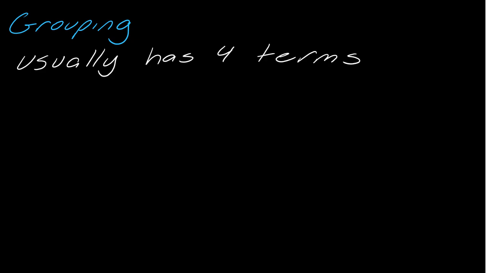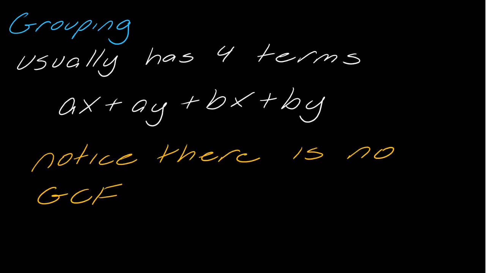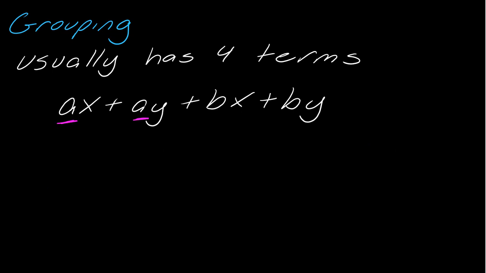Okay, so now I want to move on to grouping. Grouping usually has like 4 terms. And so I'll show you the classic example that comes up with grouping. I've got ax plus ay plus bx plus by. What I want you to notice is that there is no GCF. There's no one term that divides into everything. But what you might notice is that the first 2 terms both have that a in common, and the second 2 terms have that b in common. And that's the classic sign for grouping.